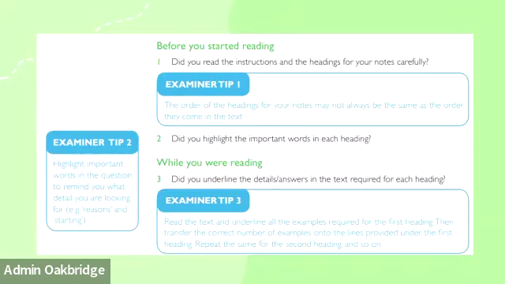Right? Examiner tip 3, you need to read the text and underline all the examples required for the first heading. You do step by step. Okay, don't do both at once. And then only you transfer the correct number of examples onto the lines provided under the first heading. Once you finish the first heading, you repeat the same step for the second heading. Like I said, the order of the headings doesn't come in the same order as they come in the text. So be careful.